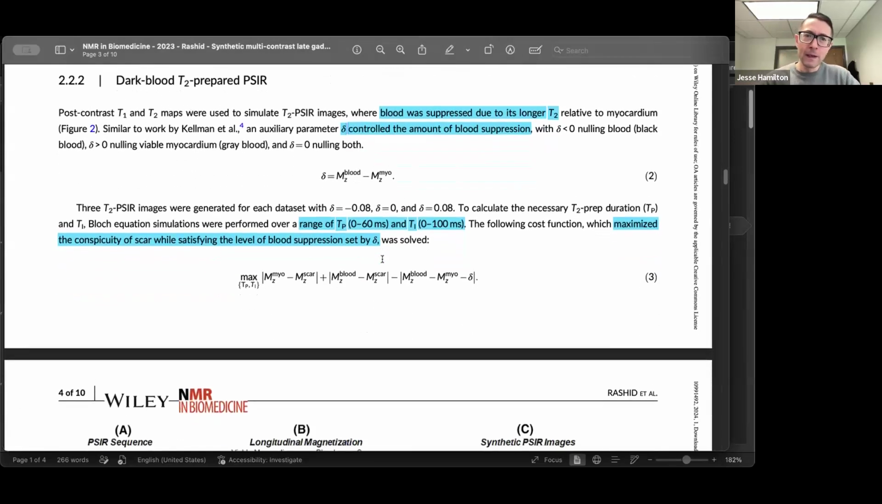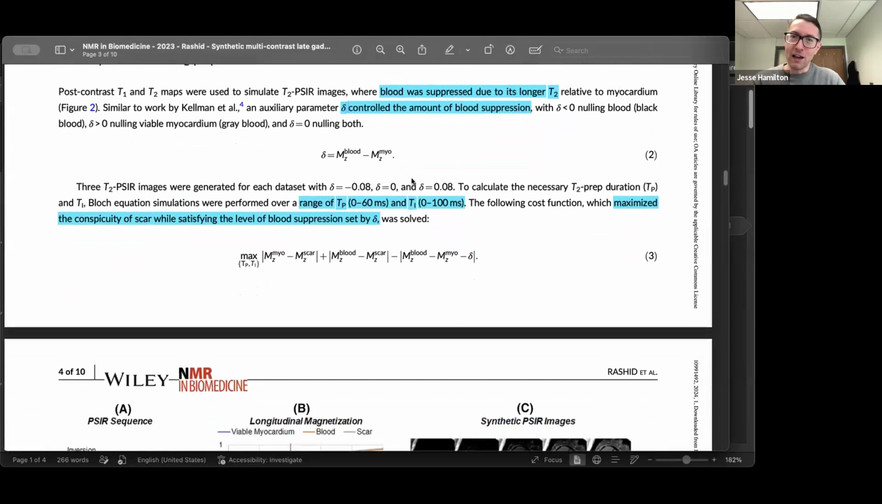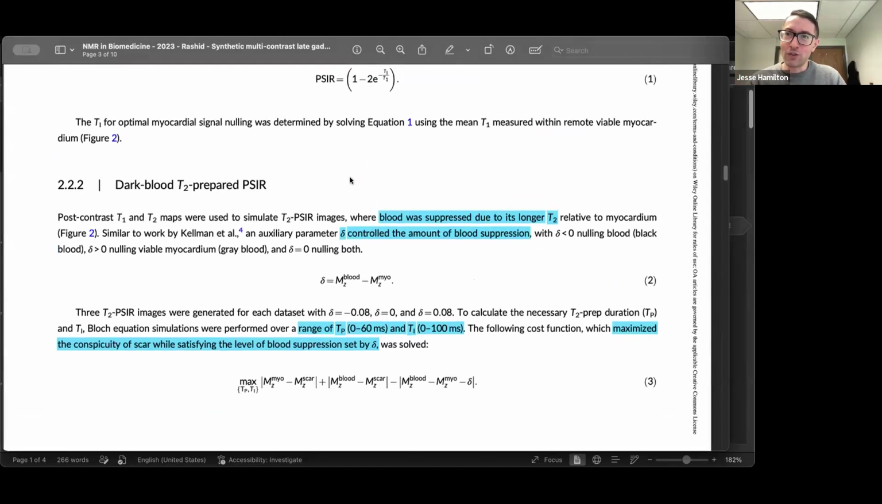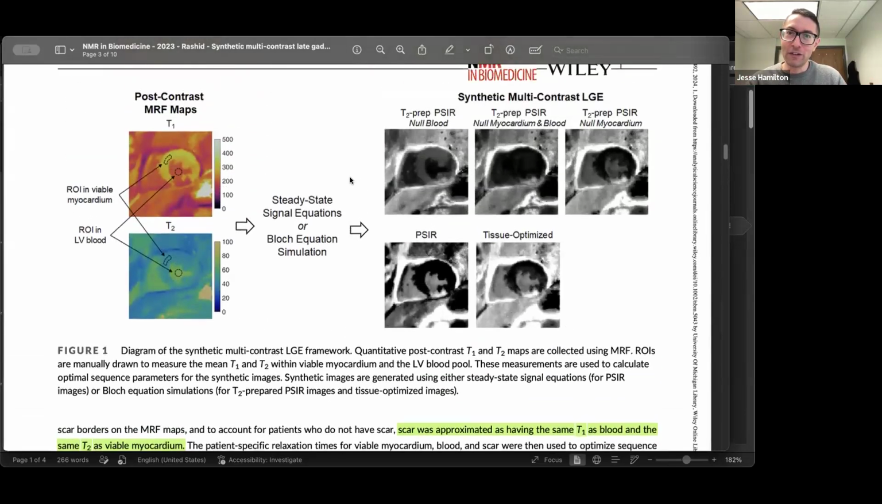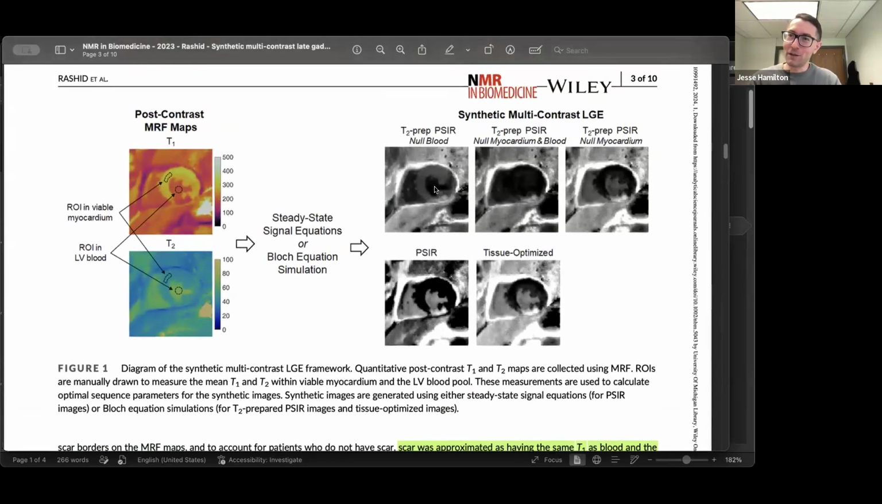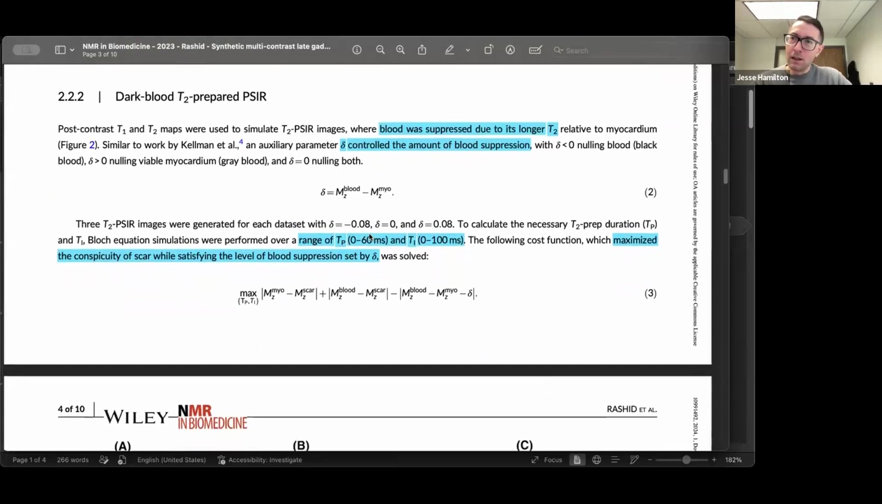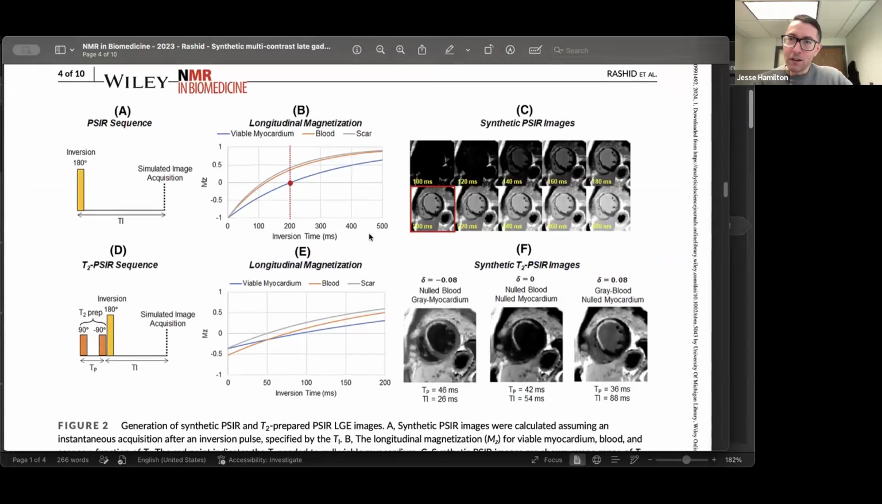So basically, if you have a delta that is negative, if you look at this equation, this means that the signal in the blood will be lower than that in the viable myocardium. So maybe if I show you an example going back to these images, I believe this image on the left is a negative delta and the one on the far right is a positive delta. So maybe moving on to this next figure.